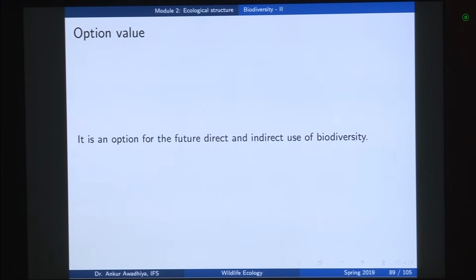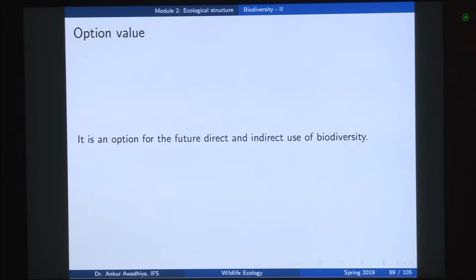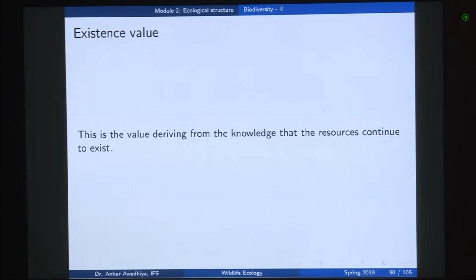So, similarly, in the case of biodiversity, the option value is the value that we have, that we might derive some future benefit from our biodiversity. Another value is known as existence value. Existence value is the value that we derive from the knowledge that the resources continue to exist.